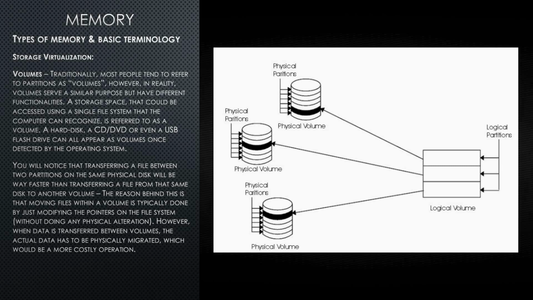You will notice that transferring a file between two partitions on the same physical disk will be way faster than transferring a file from the same disk to another volume. The reason behind this is that moving files within the same volume is typically done by just modifying the pointers on the file system, meaning without doing any physical alteration. However, when data is transferred between volumes, the actual data has to be physically migrated, which would be a more costly operation.